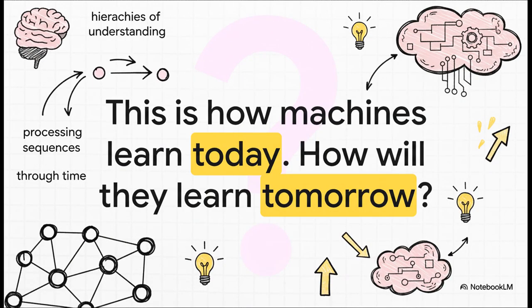And there you have it. We've walked through how machines learn from examples, how they combine weak ideas to become incredibly strong, how they build up understanding layer by layer, and how they process the flow of time and language. But this is just where we are right now. Which leaves us with one final, fascinating question to chew on. If this is how machines learn today, what on earth will they be capable of tomorrow?